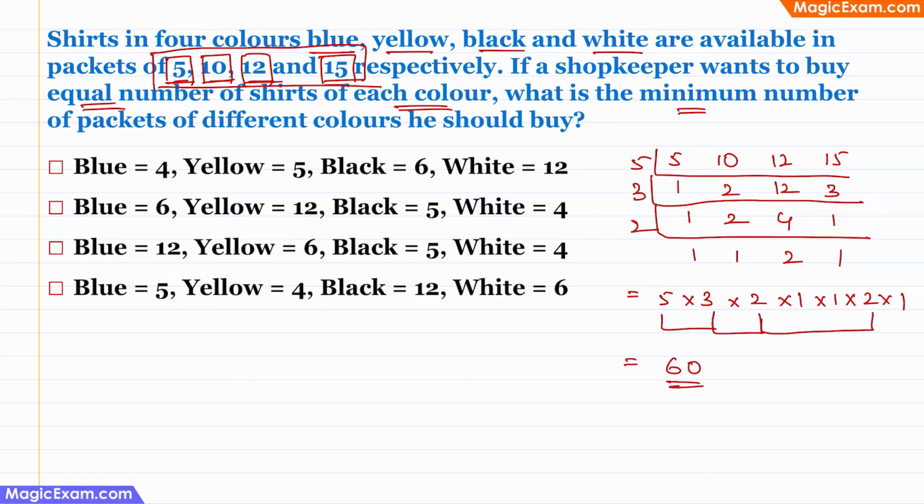Now how can we divide 60 by these numbers? So 5 into 12 is 60, therefore it has to be 12 here. Then 10 into 6 is 60, so it has to be 6 here.